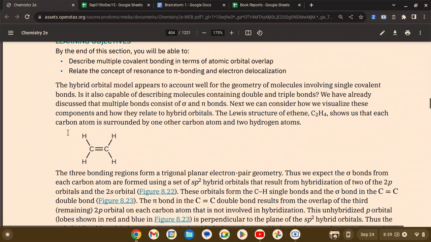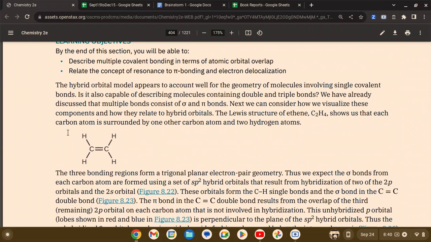8.3 Multiple bonds. By the end of this section, you will be able to describe multiple covalent bonding in terms of atomic orbital overlap, and relate the concept of resonance to pi bonding and electron delocalization. The hybrid orbital model appears to account well for the geometry of molecules involving single covalent bonds. Is it also capable of describing molecules containing double and triple bonds? We have already discussed that multiple bonds consist of sigma and pi bonds. Next, we can consider how we visualize these components and how they relate to hybrid orbitals.